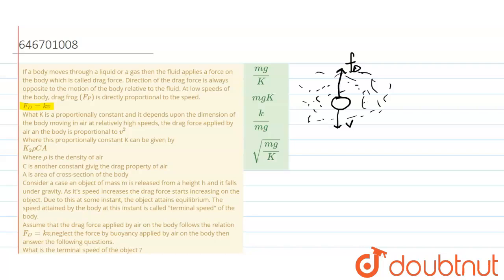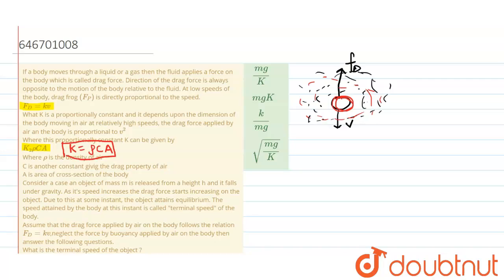Now, the value of this constant K is given in the question. There is a bit of correction here. K is equal to rho Ca. Okay. Now, the value of K depends on the density of the fluid, the liquid or air around, the area covered by this body, and a constant. So this is the value of K.